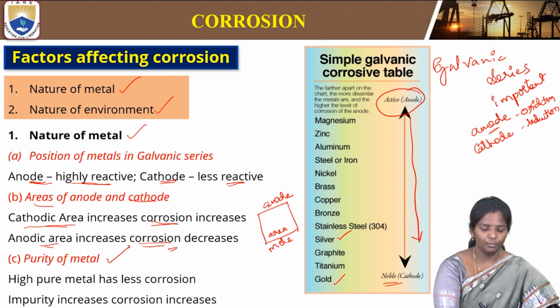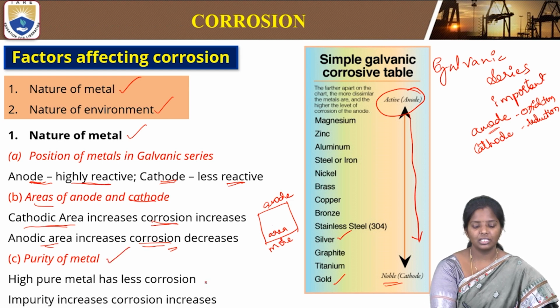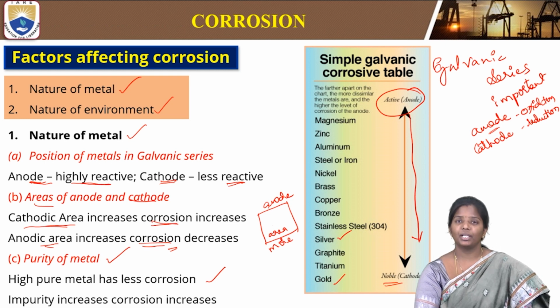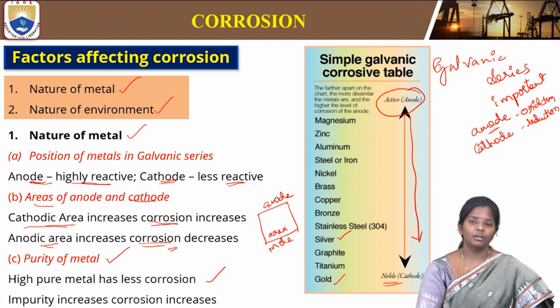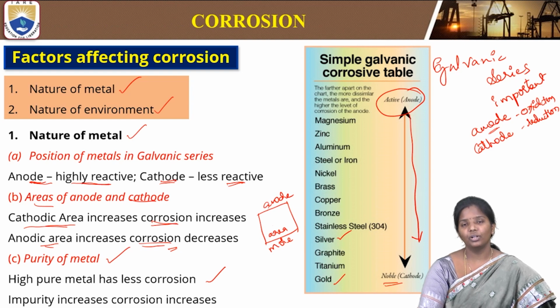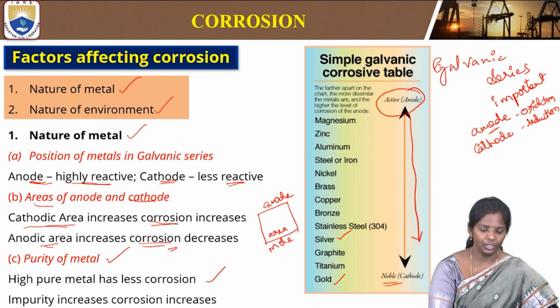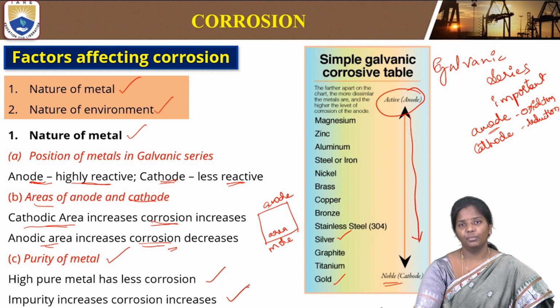Then the purity. Highly pure metals have less corrosion. This is what we have to understand. During any applications in building or machinery or any other applications of these metals, the purity of metal is very important, because a pure metal is less reactive and becomes less corroded. And impurity increases corrosion. The presence of impurities like oxides or any other gases will increase the corrosion.